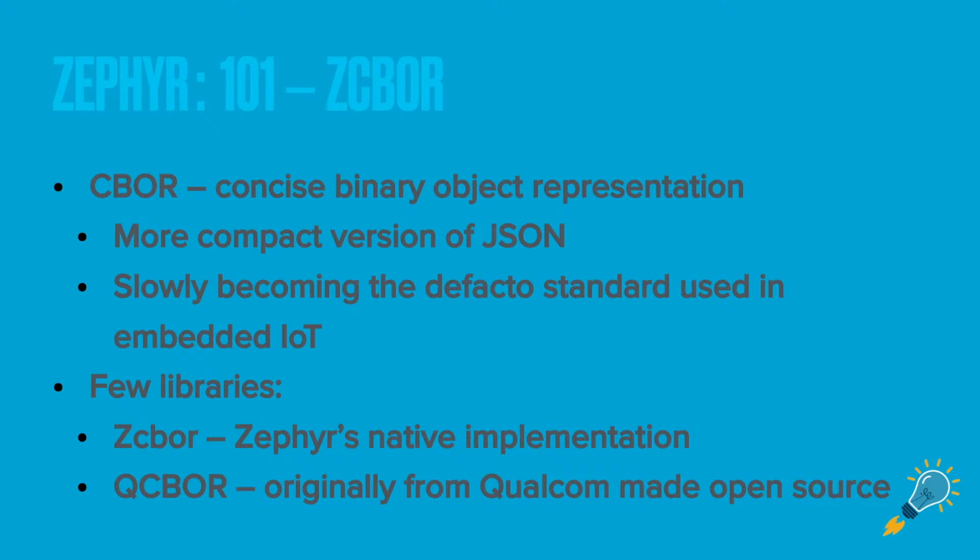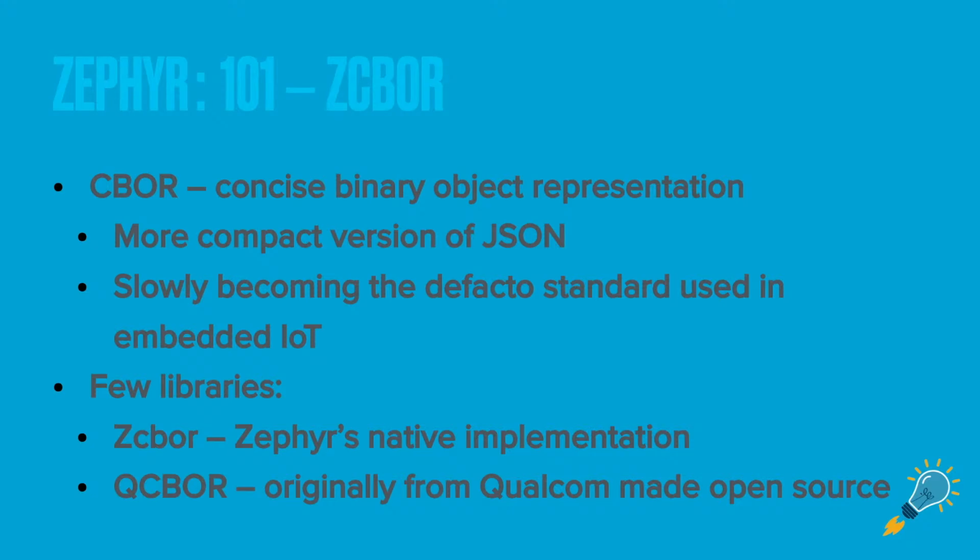Zcbor stands for Concise Binary Object Representation. If you think about it, it is a more compact way of generating JSON. They're kind of interchangeable. So if you go to Zcbor.me, the website, you can actually put JSON on the left side and it'll generate the binary Zcbor on the right side.